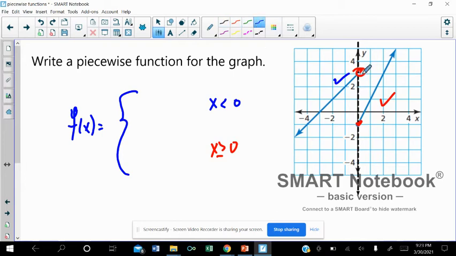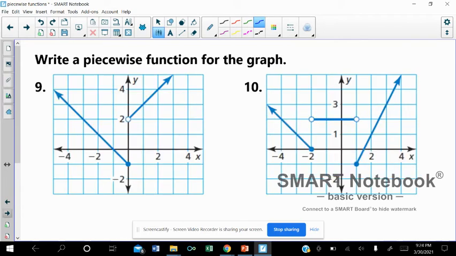And this goes back to your algebra days. This is a line. It has a y-intercept of 3 and a slope of 1, and it's a negative slope, so negative x plus 3. This one here has a y-intercept of negative 1, and a slope of positive 3 over 2, so 3 over 2 x minus 1. I've just completed my piecewise function. They're not all going to be so easy, just so you know.